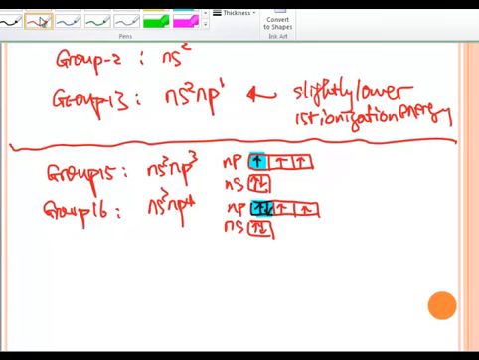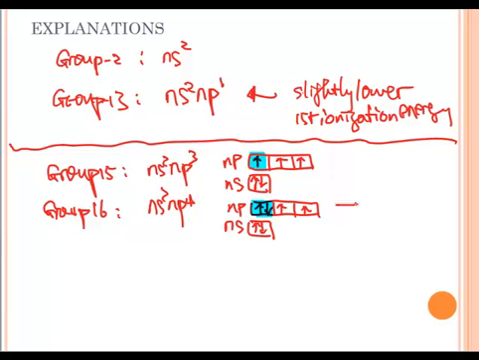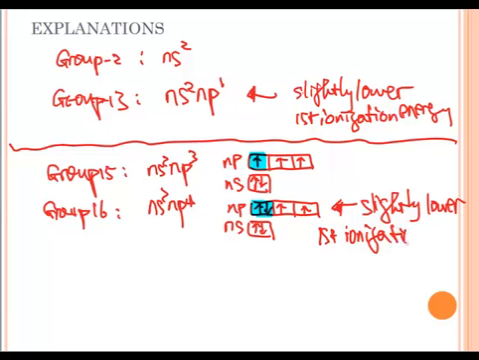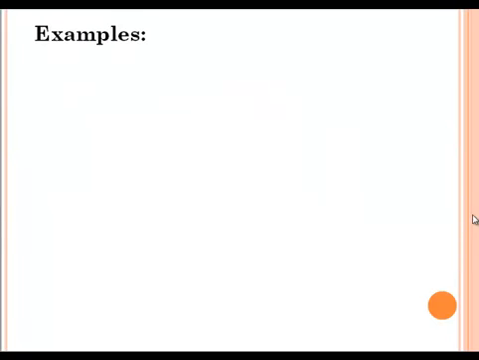Hence, this one has a slightly lower first ionization energy. Other than this, group 2 to group 13, and group 15 to group 16, the general trend holds with respect to the correlation between the first ionization energy and the size of the element, or the size of the ion. Let's take a look at some examples.